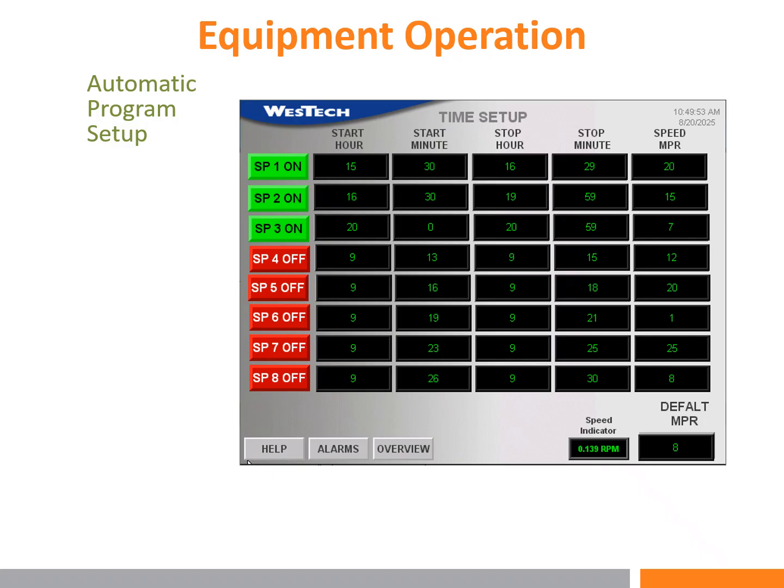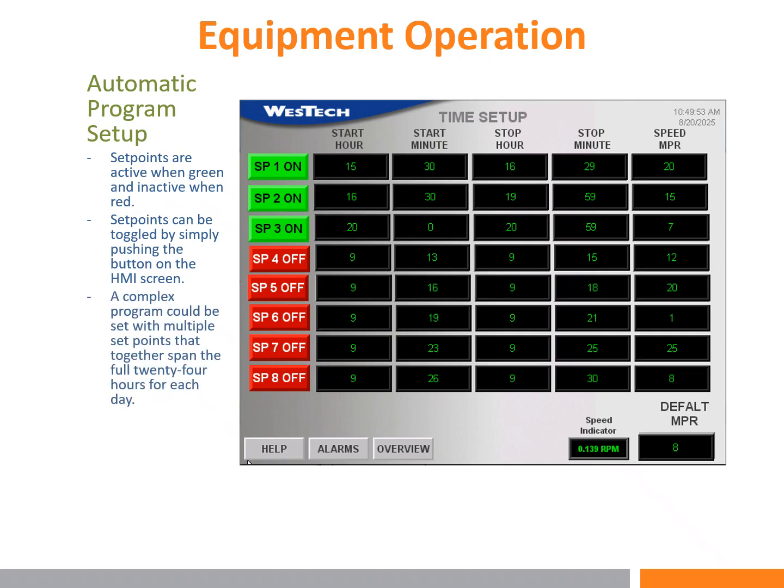Automatic program setup continued. Set points are active when green and inactive when red. Set points can be toggled by simply pushing the button on the HMI screen. A complex program could be set with multiple set points that together span the full 24 hours for each day. Or a simple program could have a single set point for a daily flushing period.